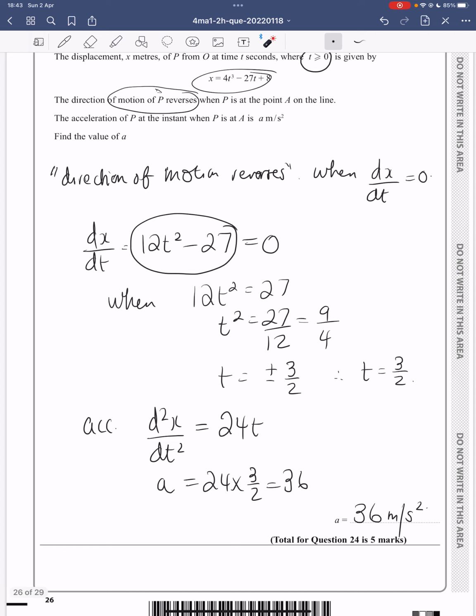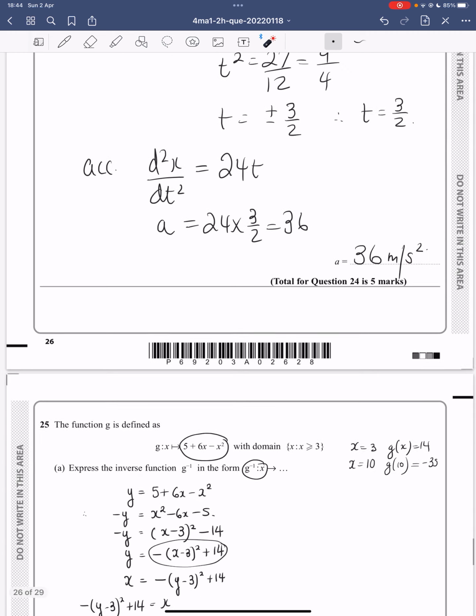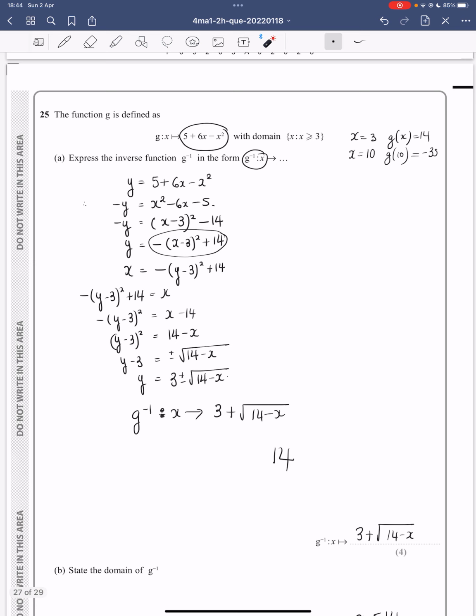Now for the acceleration, we have to differentiate again. And that's what we need, you see, the lowercase a. So it's 24t, and that differentiates to 0. And we know t is 1.5, so acceleration is 24 times 1.5, which is 36. And the units, meters per second squared, don't forget to carry those units down there. Okay, 25.